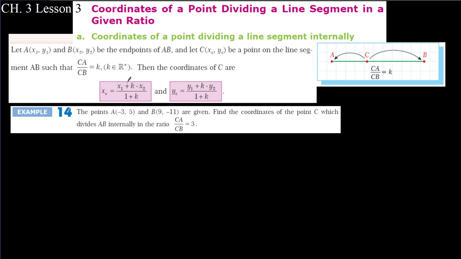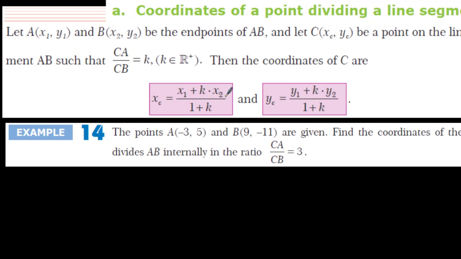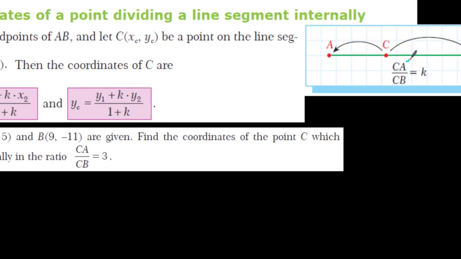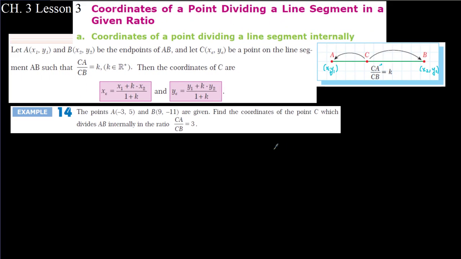So the formula for the coordinates of C: the x coordinate is x1 plus k times x2 over 1 plus k, and the y coordinate is y1 plus k times y2 over 1 plus k. Here also we have to be careful: which is written in the numerator is going to be x1 and y1, and which is written in the denominator is going to be x2 and y2. That's the important part here also. You need to be careful about that one.